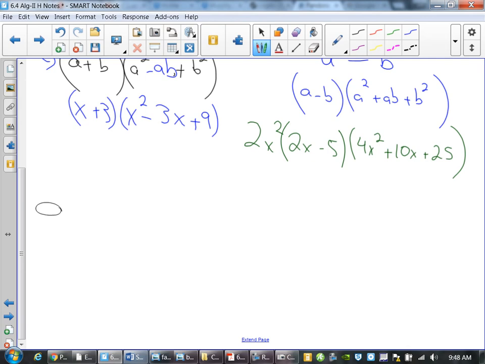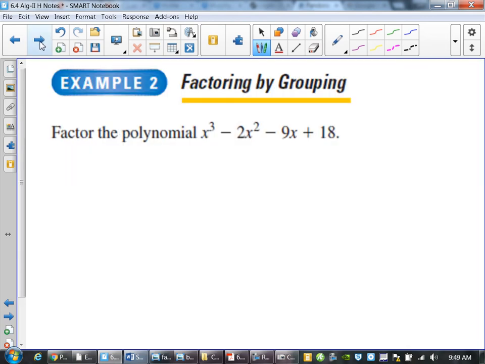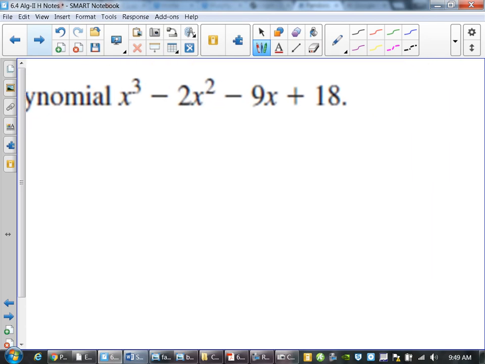So let's try another one. We just did our little pattern. Let's factor via grouping. When you're factoring via grouping, there's kind of a dead giveaway that you're going to use grouping. You have 4 terms. That usually means you're going to group it.